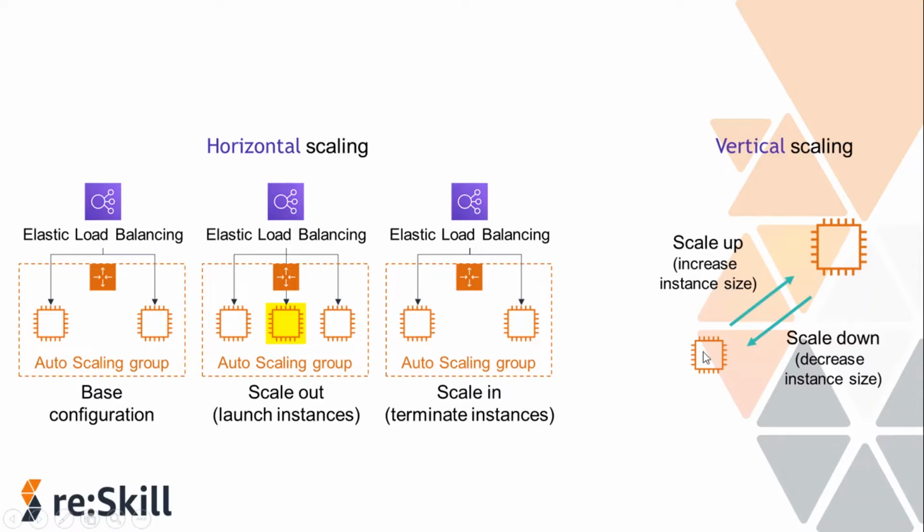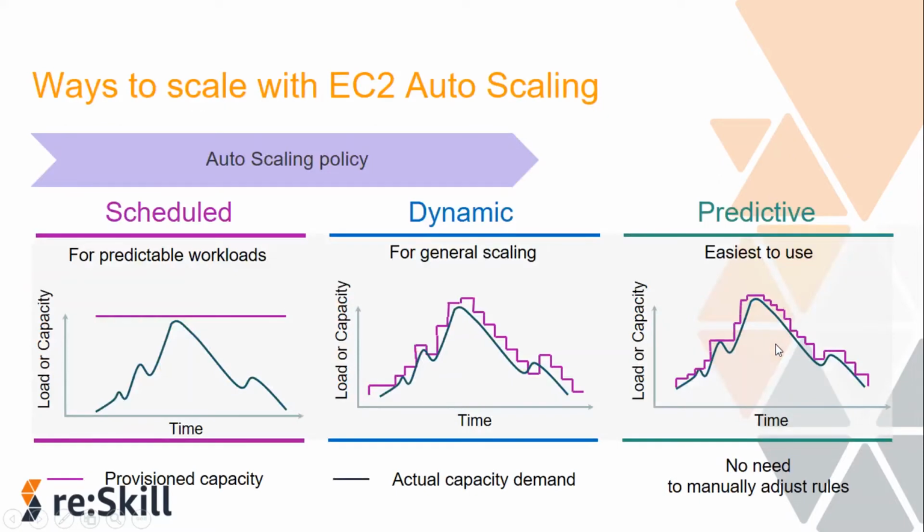This is vertical scaling. Now we have different ways to scale with the EC2 Auto Scaling, which includes scheduled, dynamic, and predictive. Let's discuss them. Scheduled scaling can be used for the predictable workloads, like let's say every day at 12 p.m.